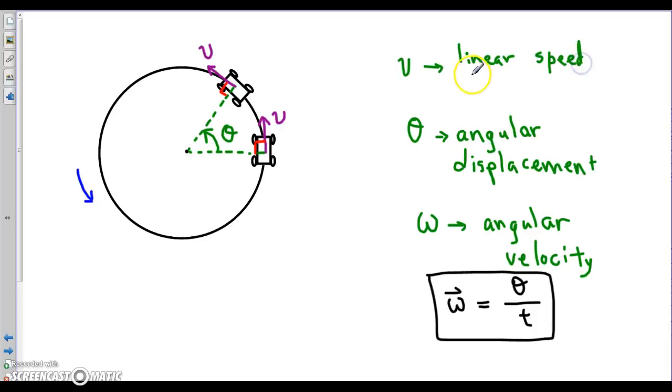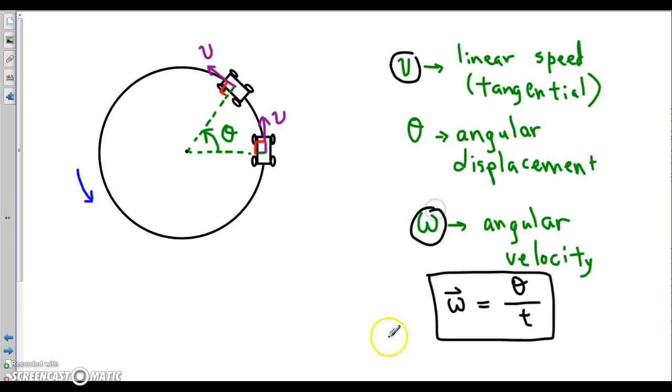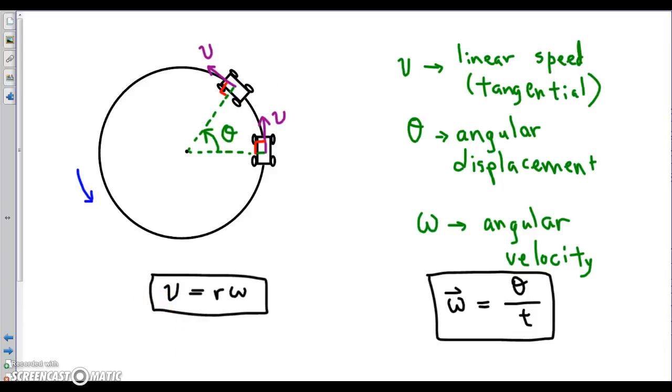It is also sometimes called the tangential speed, but the term we'll see more often is linear speed. And the reason we call it linear speed is to distinguish it from the angular velocity, or the angular speed. There's an equation that relates the linear speed with the angular speed. Here's the equation. Linear speed is equal to the radius of the circular path times omega, the angular speed.